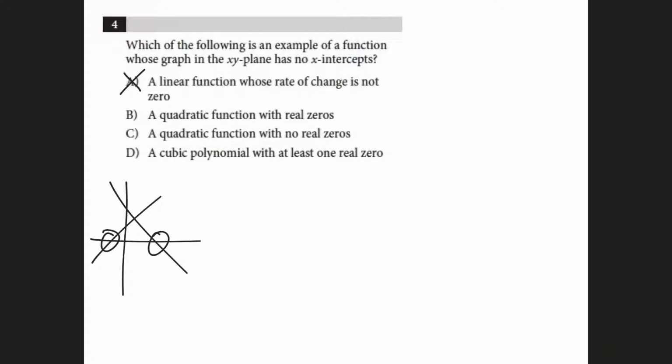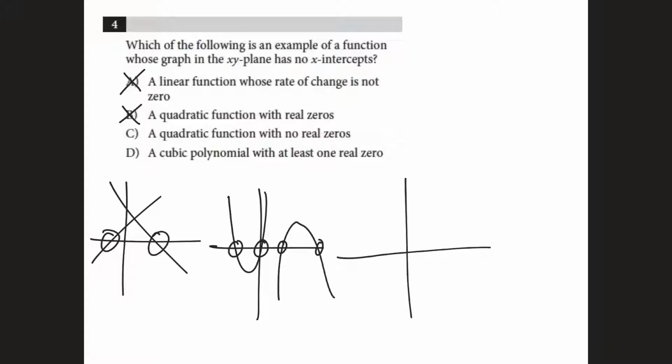A quadratic function with real zeros. A quadratic function with real zeros, that means that the real zeros are actually the x-intercepts. Okay, either it's opening up or opening down. If it has real zeros, then it has x-intercepts. Okay.